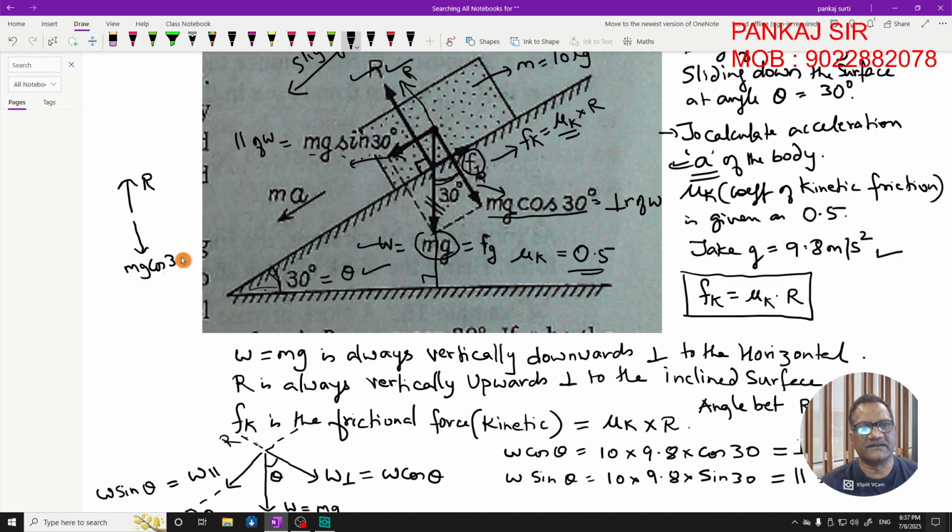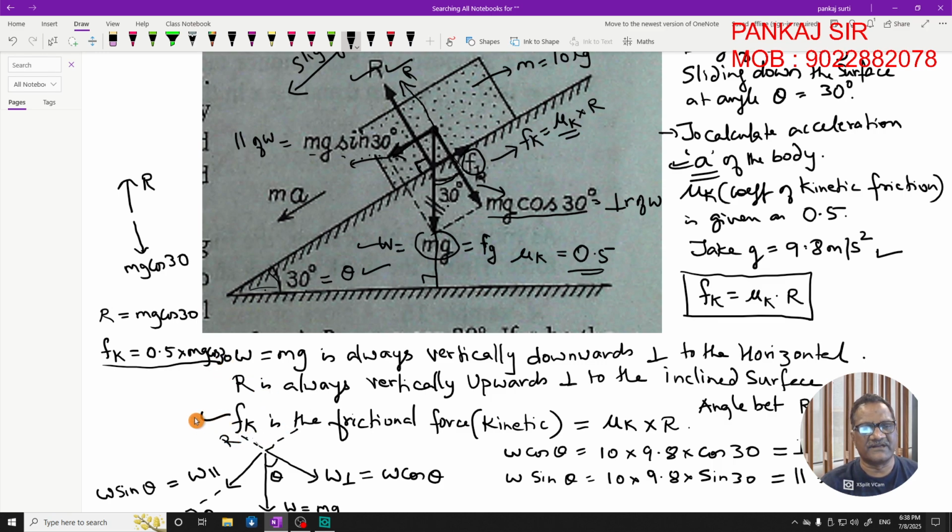cos of 30, right? So these two are in the equilibrium position right now, because the block is neither moving in the upward direction nor in the downward direction on the inclined plane. It is stationary. So these two are equal. So you can write that R is equal to mg cos 30. So your Fk, that is frictional force, will be equal to 0.5 times mg cos 30. Understood?